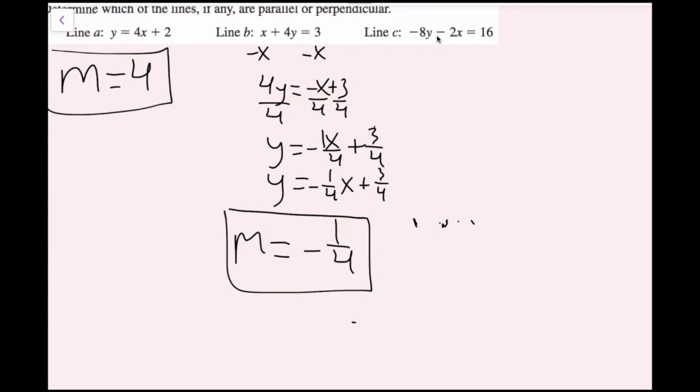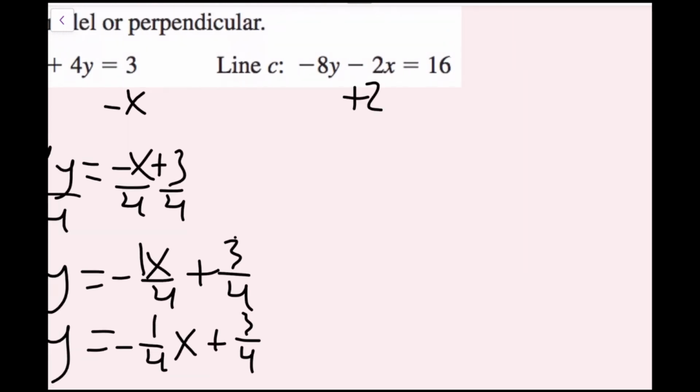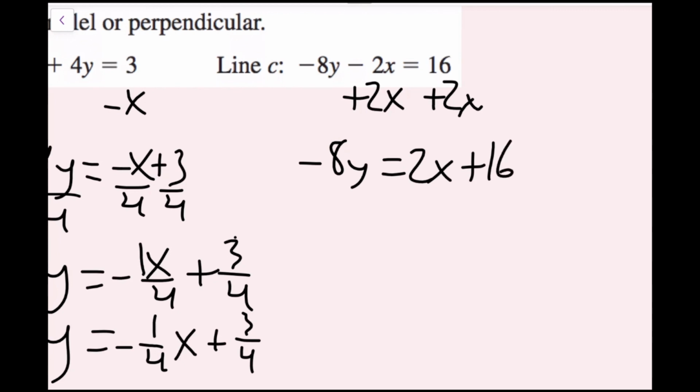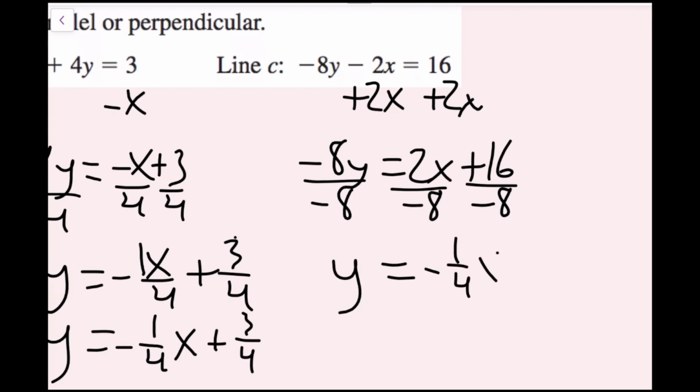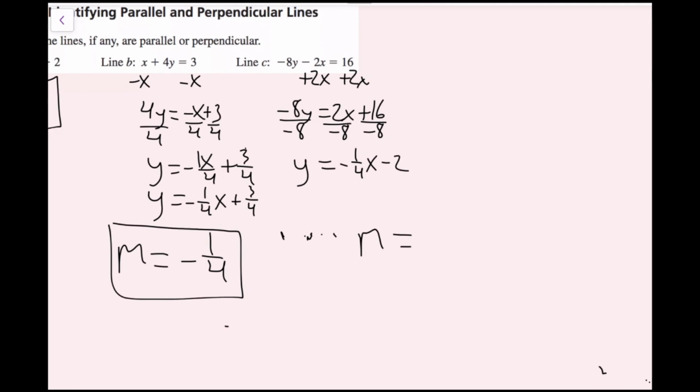Line C is not in slope-intercept form, so I'm going to put it into slope-intercept form. First thing I'm going to do is add 2x on both sides. Zoom back in here. I get negative 8y equals 2x plus 16. Now I'm going to divide the entire equation by negative 8, each term. So y equals negative 1/4 x, 2 over negative 8 simplifies to negative 1/4. And then this is going to be minus 2. So once again, I see that this slope is going to be 4.